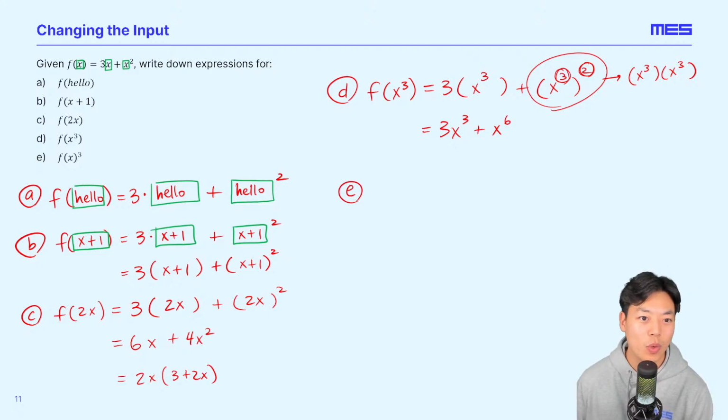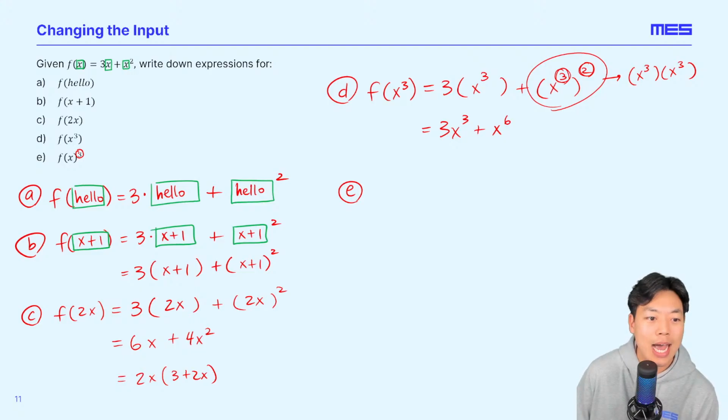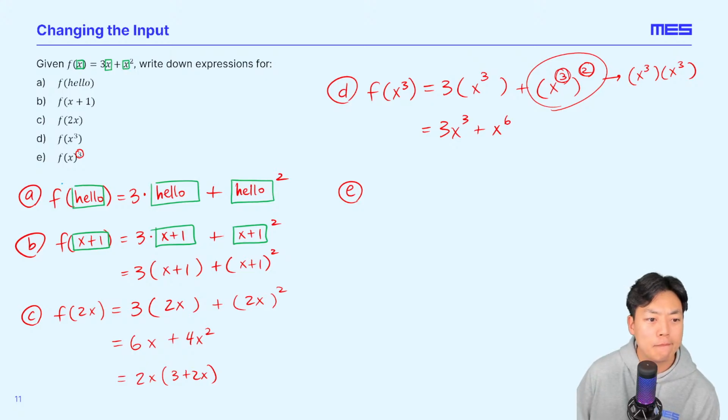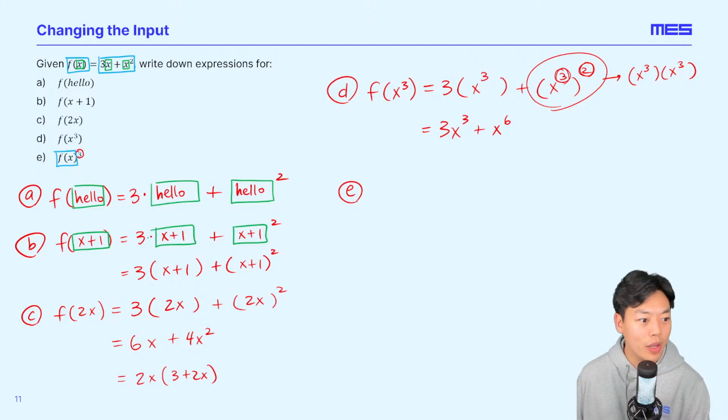Letter E, last one. How do we do letter E? It looks like this cubed is outside of the function. It is not attached to the x, but it is outside of the function. Think about it for a second. What could that possibly mean? That means all of f of x is being cubed. Well, what is all of f of x? All of f of x will be 3x plus that x squared.